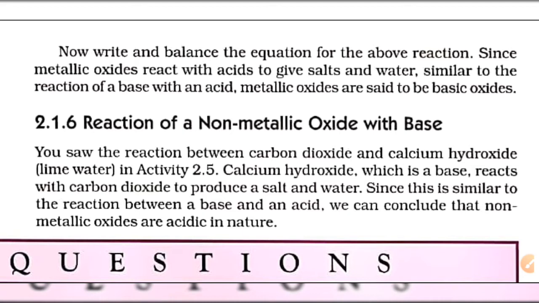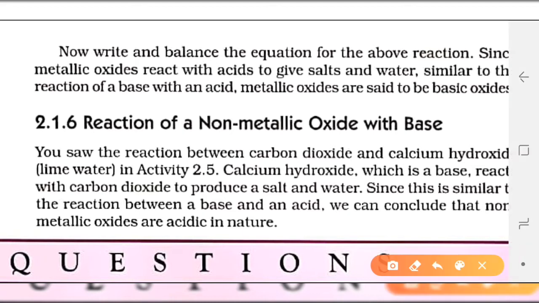Since the metallic oxides react with acids to give salt and water, similar to the reaction of base and acid, metallic oxides are said to be basic oxides. You have to note down that the metallic oxides are said to be basic oxides because, what is the reason behind it? Why are they called basic oxides? When metallic oxides react with water and you dip red litmus paper, it turns blue in color. So that is why they are said to be basic oxides.